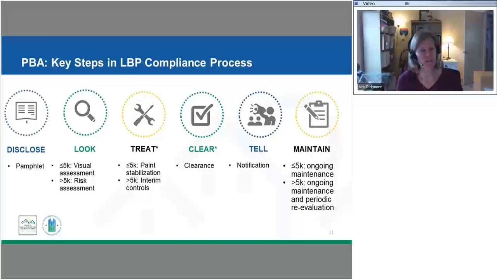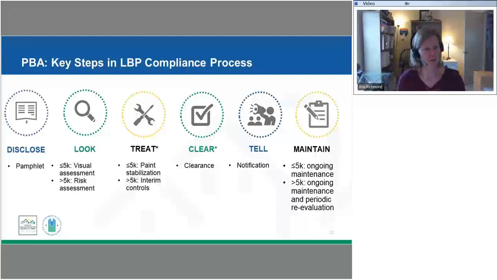So this slide is going to show us some of the key steps in the lead-based paint compliance process. I'm going to go over a lot of information in the next two slides, and I don't want you to freak out. We are going to be going over it in a lot more detail, but we just want to talk about some of the key steps. And the key steps you'll see are disclose, look, and treat, and that's how we're going to be thinking about going through these different steps.